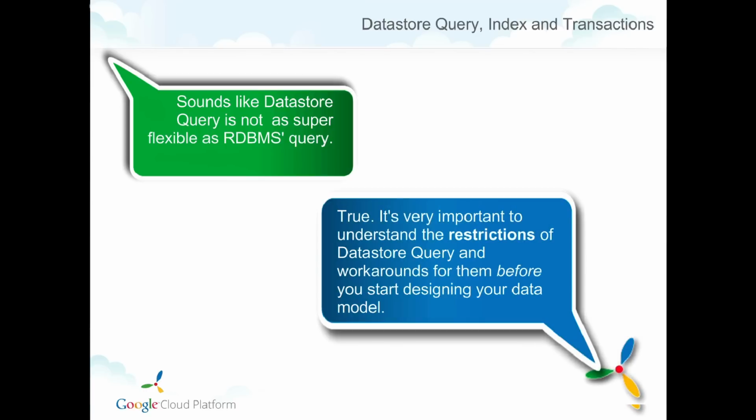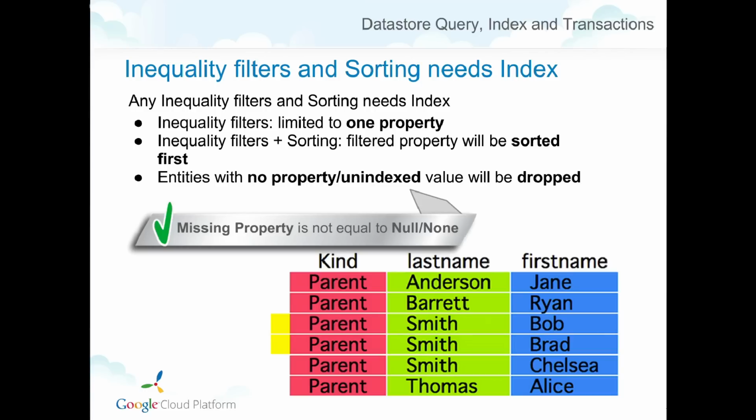For the App Engine developer, it's very important to understand those restrictions and workarounds before you start designing your data model. Like the restrictions, inequality filters and sorting need an index. Inequality filters like less than or greater than are only applicable to single properties. You cannot have a query where you are applying inequality filters onto two properties. So this is one of the major restrictions we have. There's a very close relationship between sorting and inequality filters, because every filtering or sorting is implemented as an index scan. So it means if you want to do any sorting, you have to prepare everything sorted beforehand as an index table.